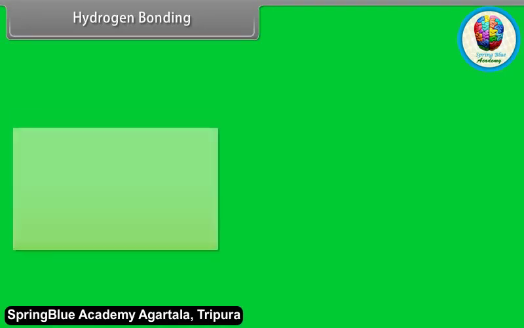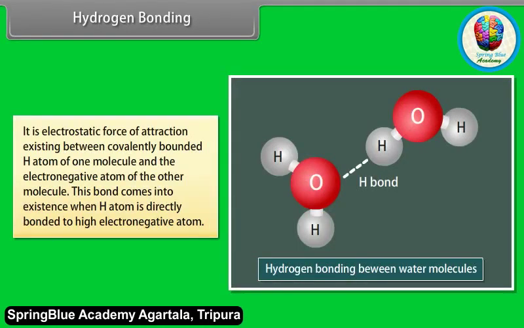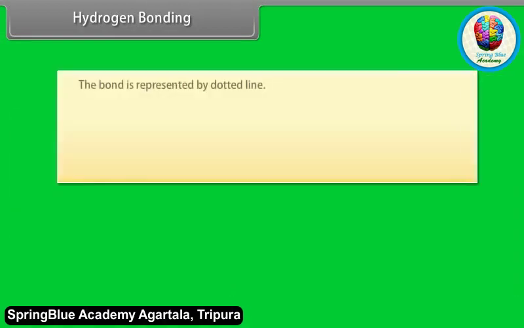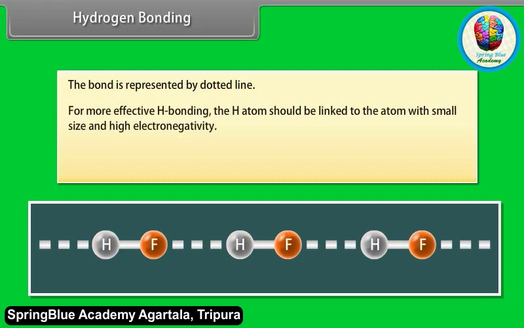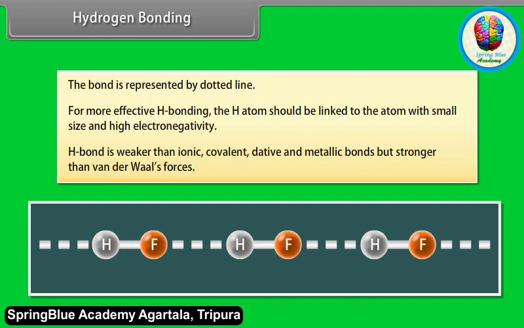Hydrogen bonding. It is electrostatic force of attraction existing between covalently bonded hydrogen atom of one molecule and the electronegative atom of the other molecule. This bond comes into existence when hydrogen atom is directly bonded to a highly electronegative atom. The bond is represented by a dotted line. For more effective hydrogen bonding, the hydrogen atom should be linked to the atom with small size and high electronegativity. Hydrogen bond is weaker than ionic, covalent, dative, and metallic bonds, but stronger than van der Waals forces.